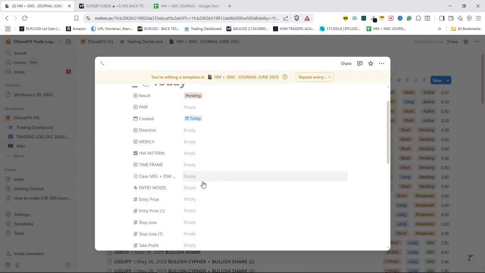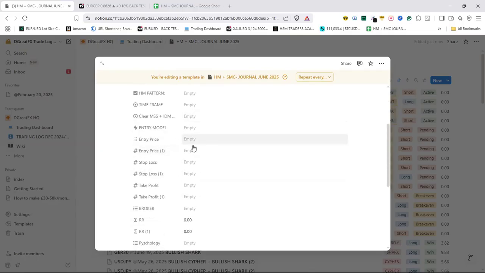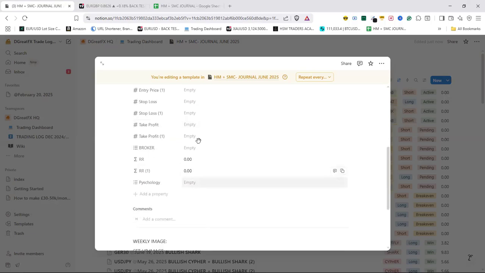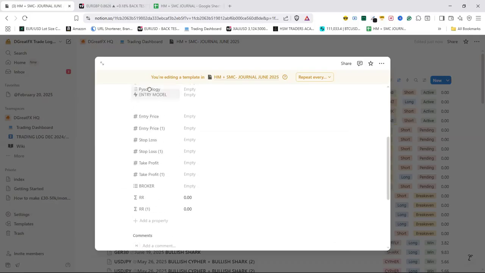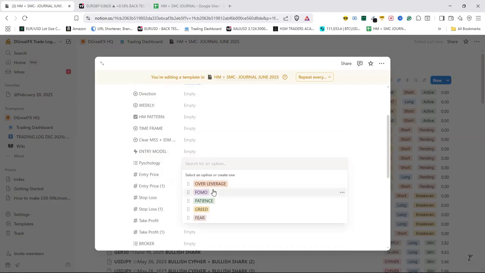Entry model, we have our entry models. Then entry price. You enter your price, your stop loss, your take profit level. Broker, you can add more brokers depending on the one you're using. And then psychology. I think I need to bring this one up, let me bring it up before entry price. After entry model, then it should be here. So now you can select any one.